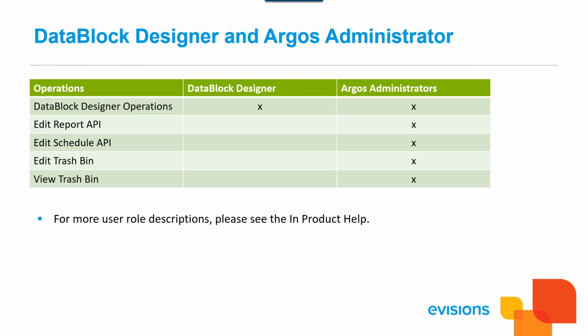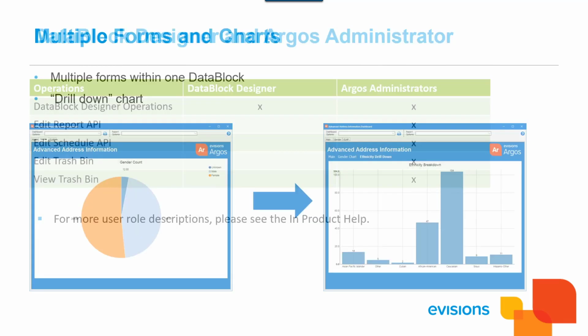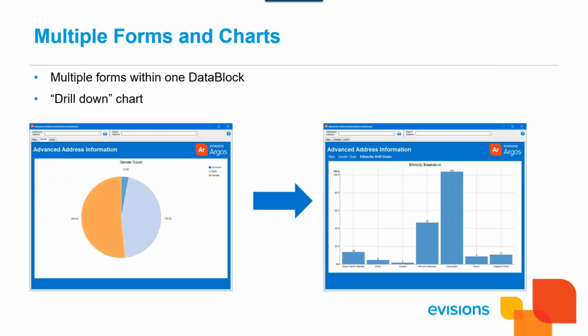All of the objectives we're covering today only apply to the Data Block Designer and the Argos Administrator. However, there is a difference between the two roles. Now, in this table, notice that the Argos Administrator has access to more operations than the Data Block Designer. If you would like to see more information on the operations available for each user role, please see our in-product help. The first two topics I'd like to cover are multiple forms and charts.